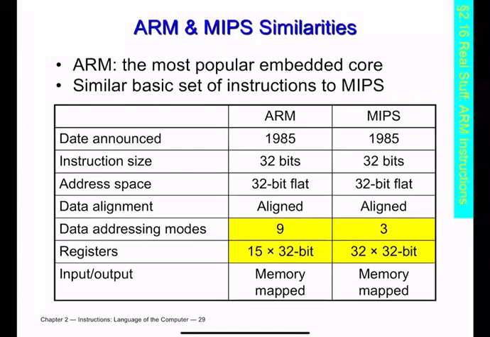So what we have covered so far is MIPS, as we mentioned, simulation, but there is also ARM, one of the most popular embedded cores. As you can see from here, ARM and MIPS have approximately most of the things the same, except the data addressing mode and the registers. In our case, it is 32 by 32, but in the ARM, it is 15 multiplied by 32.